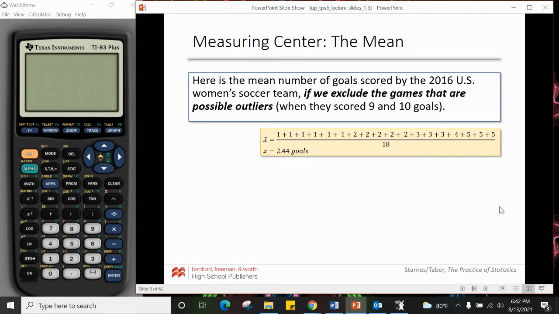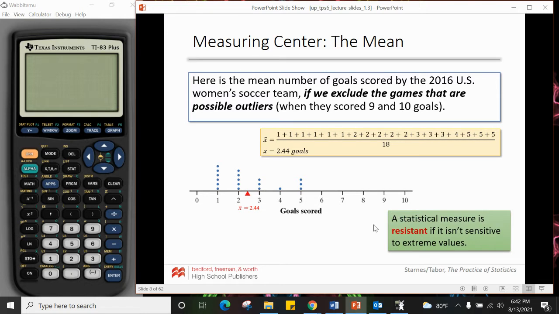So here's the mean number of goals scored in 2016. If we exclude the games that are possible outliers, so the 9 and 10, we see now that our x bar, or our sample mean, goes down to 2.44. All right. So what does this mean?